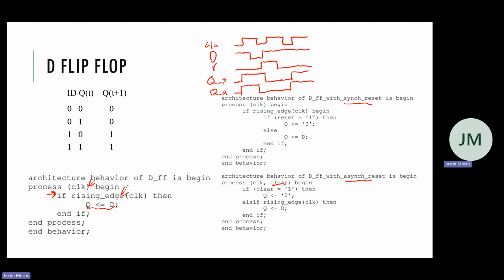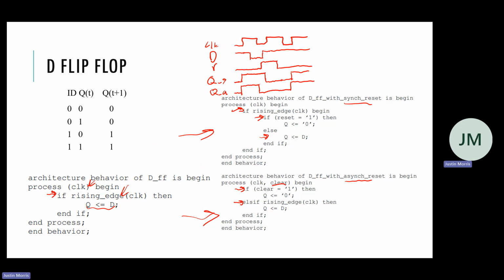Because with the asynchronous, we check clear and then we check rising edge. But with the synchronous, rising edge is first, and then within that we check reset first, and only if reset is 0 do we update the value of the flip-flop. So you should see this difference in the waveforms between your test bench for the flip-flop with synchronous resets and asynchronous resets. So that was an earlier shift because it activates earlier. Yeah, because it doesn't wait for the positive edge.